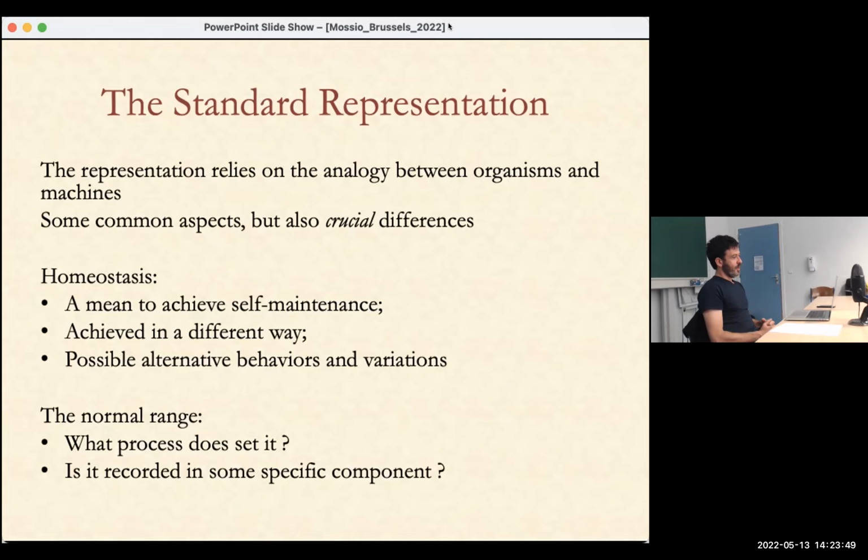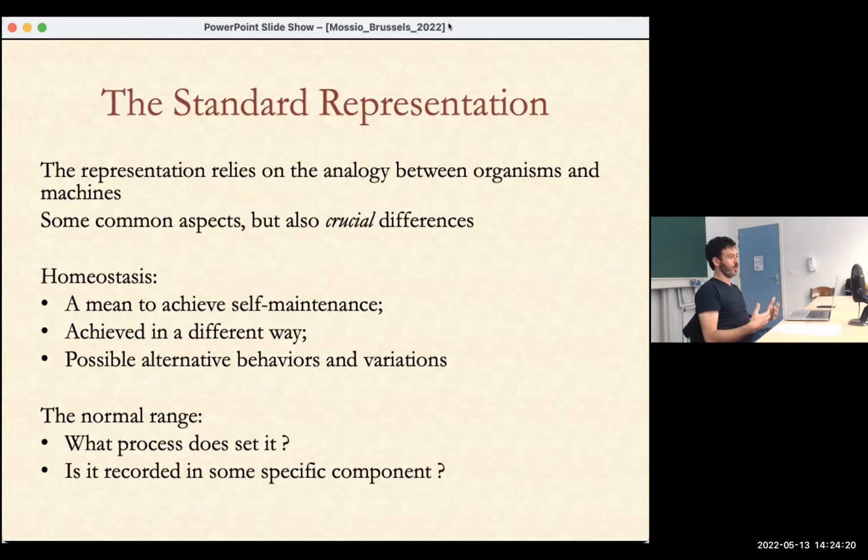I will mention a couple of differences, which would concern at least two aspects. One is homeostasis in itself. From a biological point of view, one could say that homeostasis is not a goal in itself for the system, it is a means. The goal being staying there, being self-maintenance, maintaining some condition of existence.